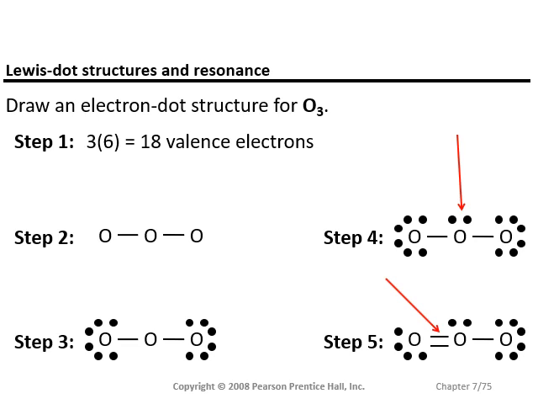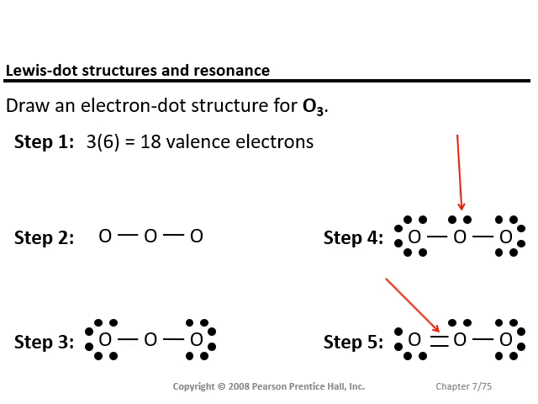What we're talking about here, I'm not going to go through all the steps. I'll let that be an exercise for you. But if we do O3, we start with 18 electrons. And if we do the same steps that we did before, we end up with what we see in step 5 here.